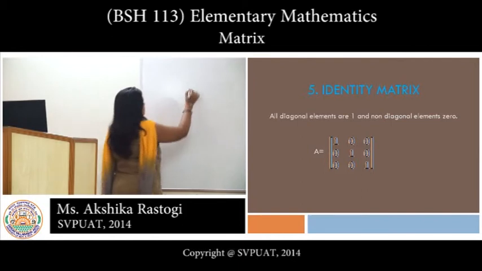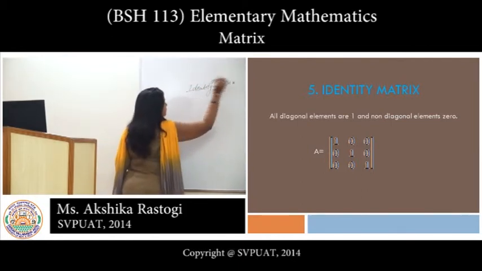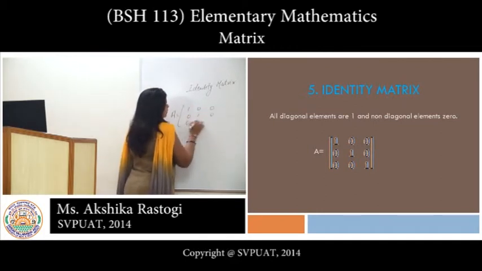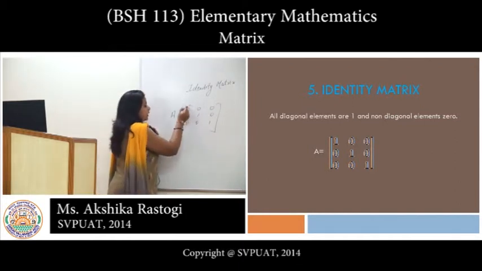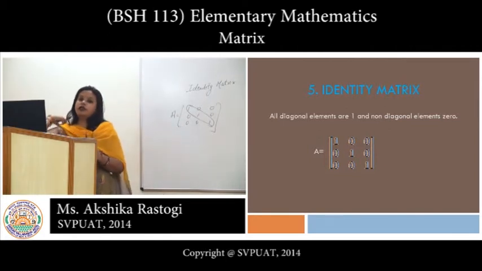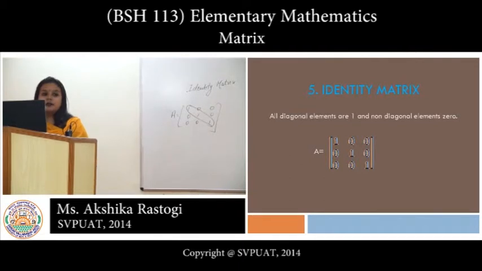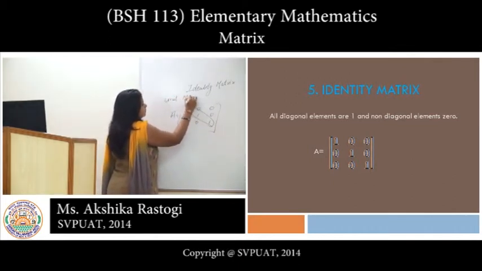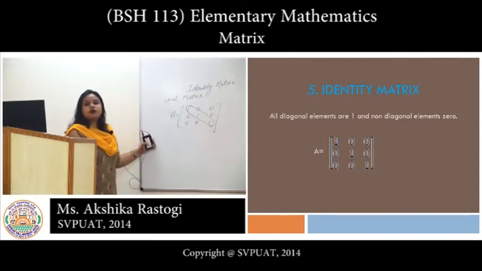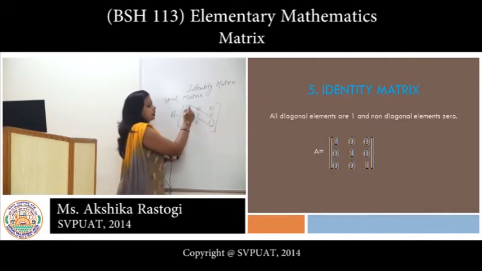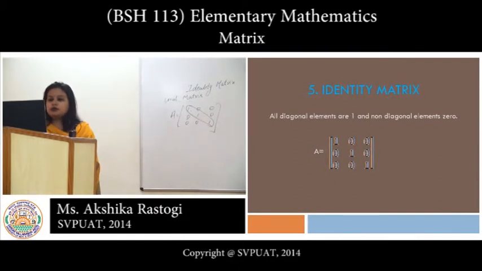Next we have the identity matrix. An identity matrix means we have elements on the diagonal, but all of them are 1 and the rest of the elements are 0. Whatever we have on the diagonal should only be 1, not any number other than 1. That means it's a unit matrix. Unit means 1. So what is a unit matrix? A unit matrix means the diagonal elements are 1 and the non-diagonal elements are 0. So this is the form of an identity matrix. We have only two kinds of elements, one is 0 and the other is 1. So it's called a unit matrix or identity matrix.